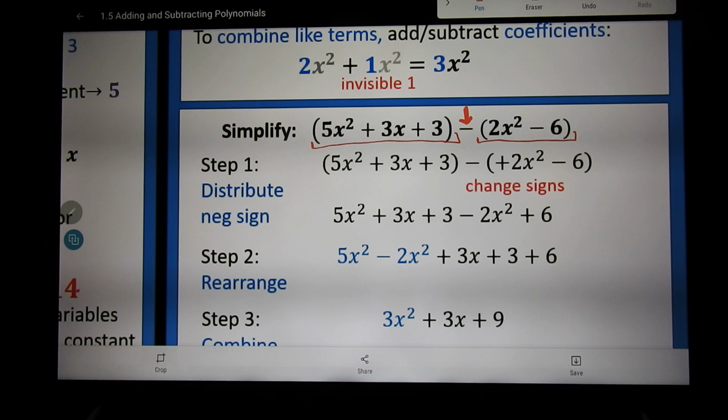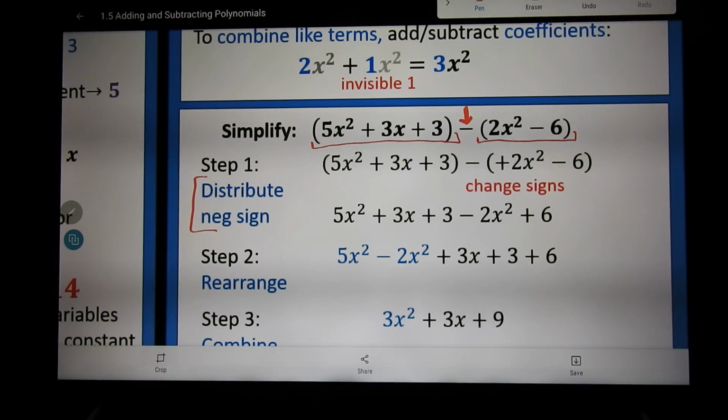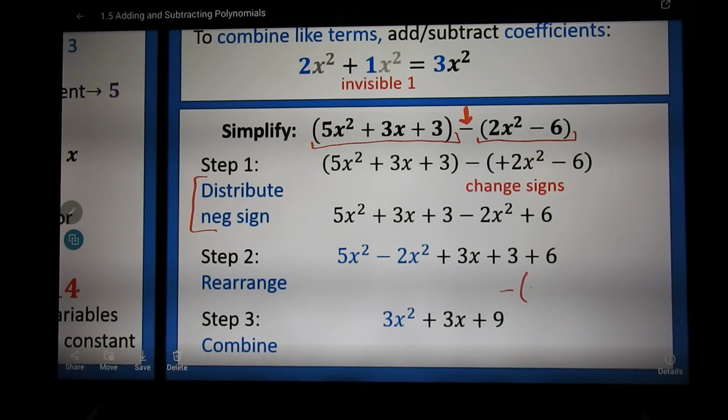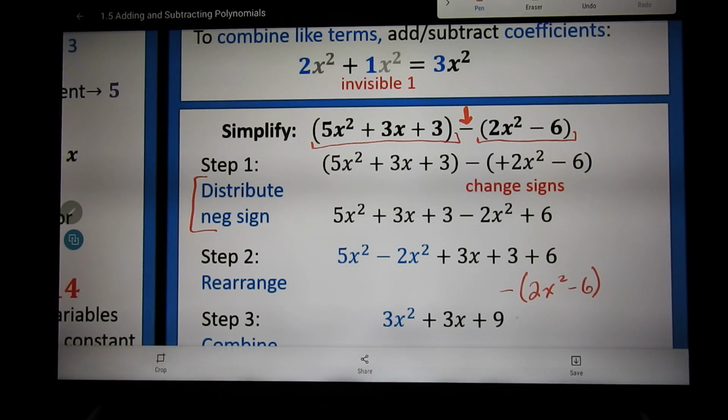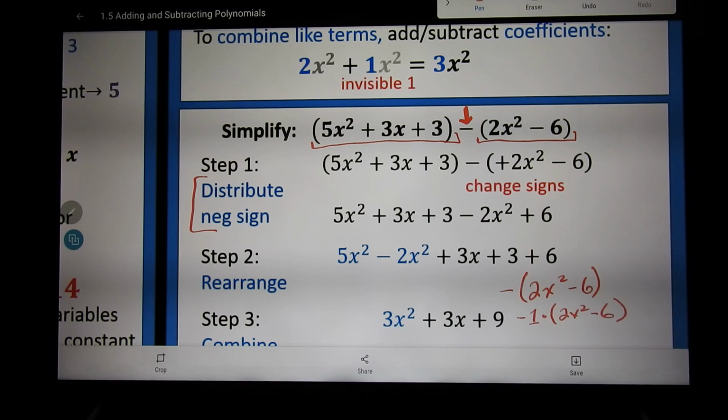All right, so when you have a subtract sign, the first step you need to do is distribute the negative. Remember, when we have a negative in front of an expression like 2x squared minus 6, it actually means negative 1 times 2x squared minus 6. So we're going to take negative 1 times 2, which gives us a negative 2, and negative 1 times 6, which gives us a positive 6.